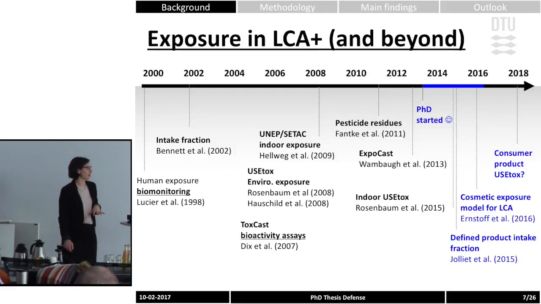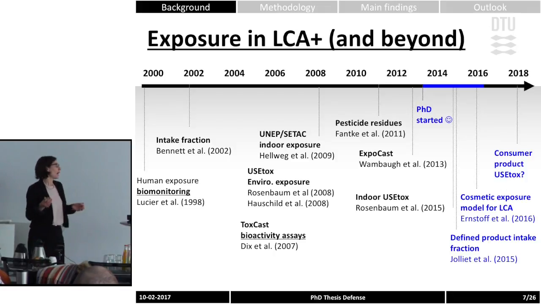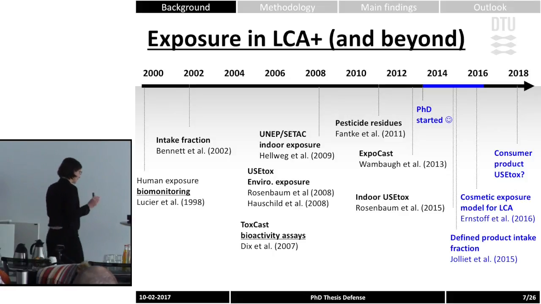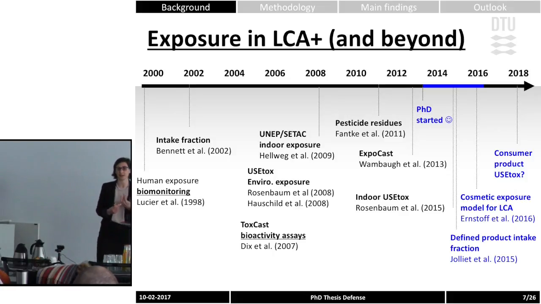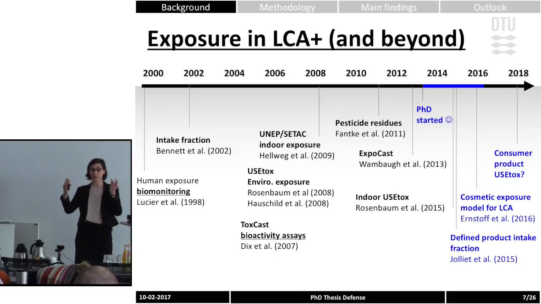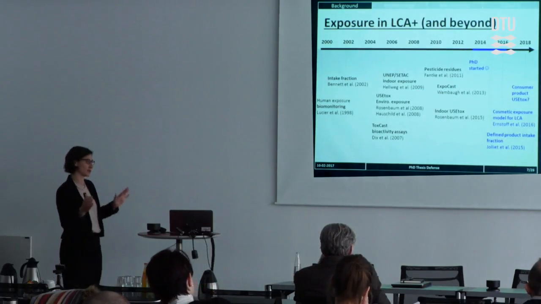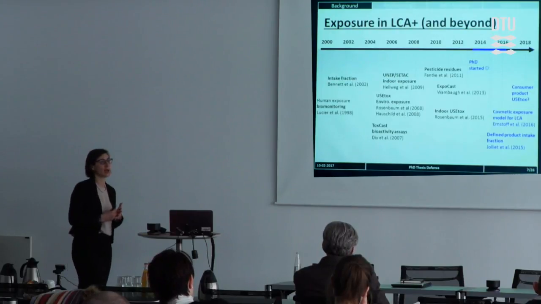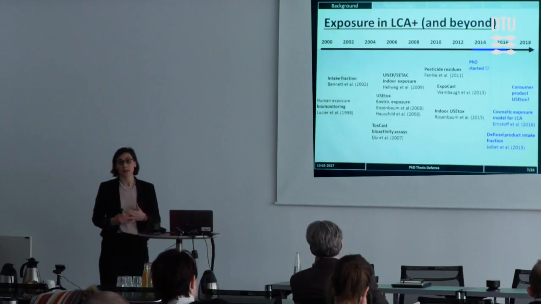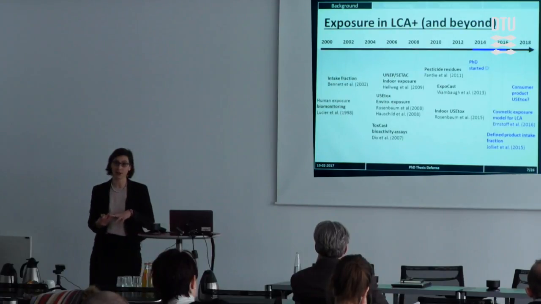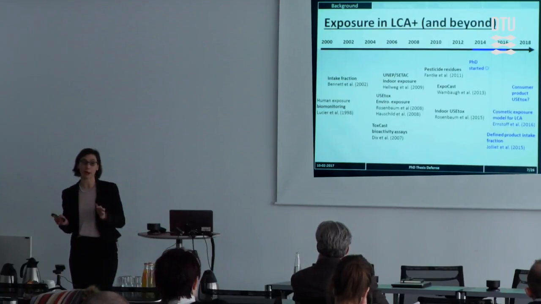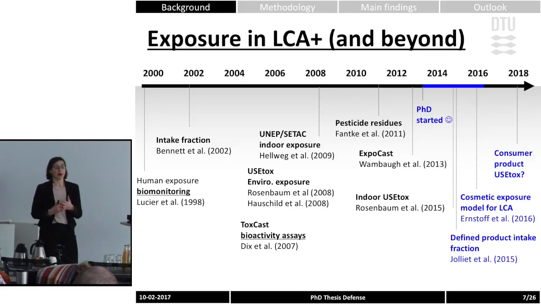To put the context of my thesis work in a little history, we can start back in the late 1990s when the United States government decided that they should be monitoring people in the population for chemical exposure. They were selecting representative, or supposedly representative, groups of the population and measuring chemicals in their urine and their blood. This started in the late 1990s and is a continuing program today. This is called biomonitoring.